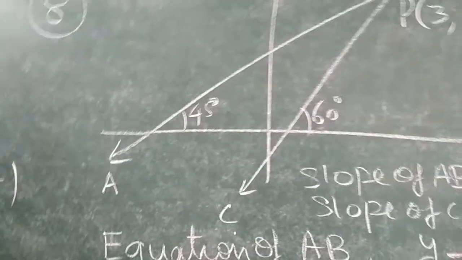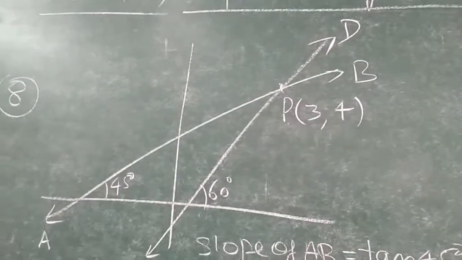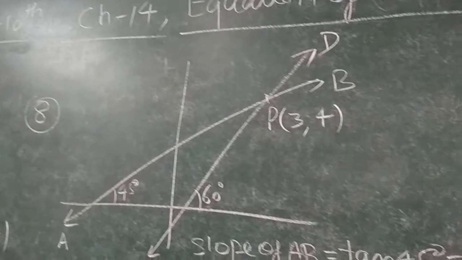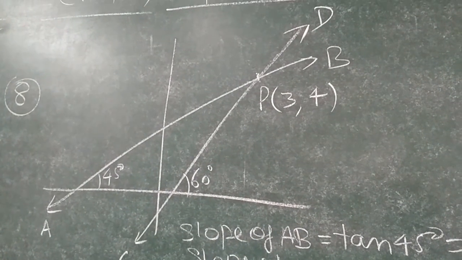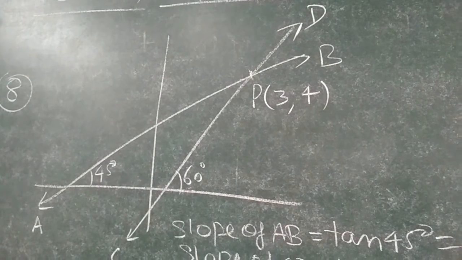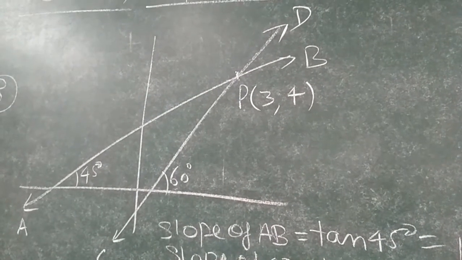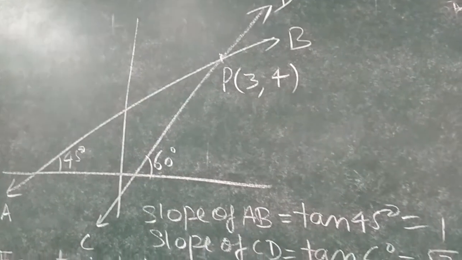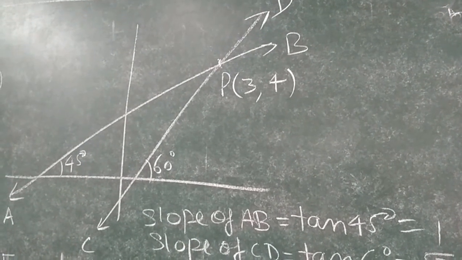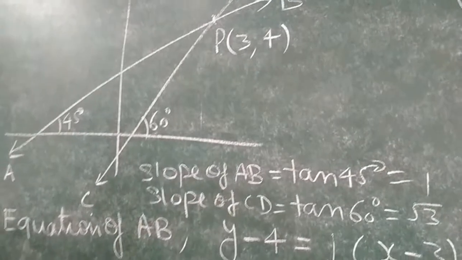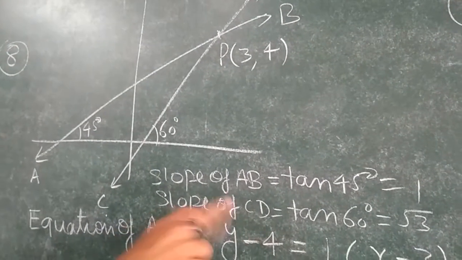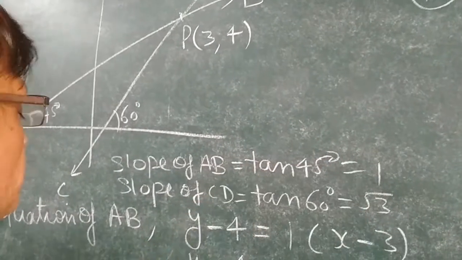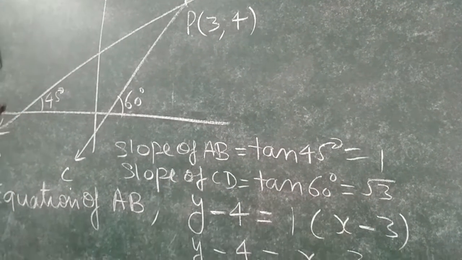Now question number 8, this is the figure given in the book. So you can refer to the figure in the book also. There are 2 lines in the figure, AB and CD. Both are passing through the common point 3, 4, point P, and both lines have the slope 45 degree and 60 degree respectively. So first we find the slope of AB, tan 45 equal to 1, slope of CD equal to tan 60 equal to root 3.